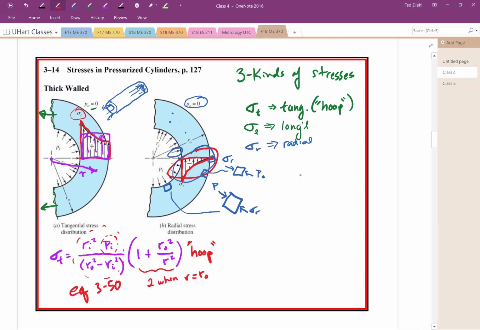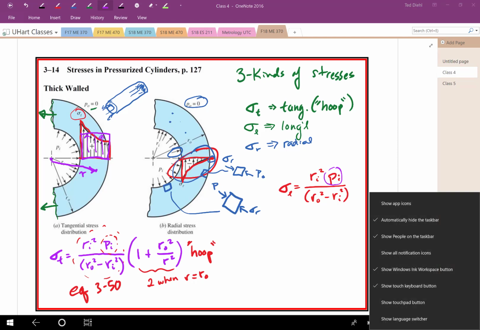Let's see other places I can write this. I guess I'll go longitudinal. Longitudinal stress, sigma L, is going to be, I'll write it the same way, Ri squared divided by, once again, Ro squared minus Ri squared, times Pi. And once again, notice that this is just a multiplier. These r's dimensionally will cancel out, so we have just a multiplier times the pressure to tell us what the stress is going to be.